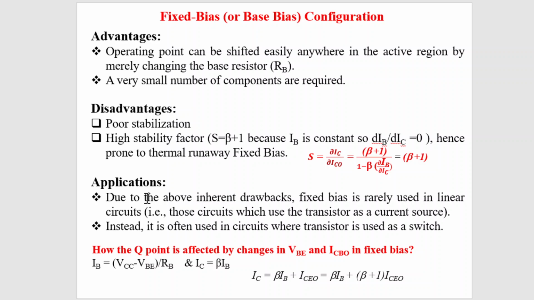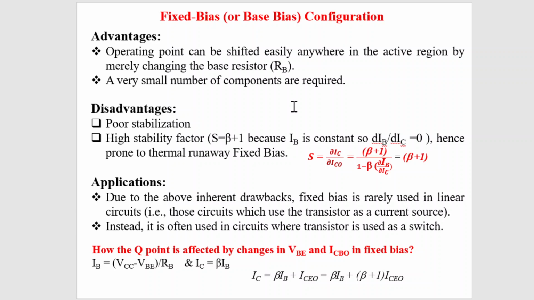The main disadvantage of the fixed bias configuration was poor stabilization, because if you change the temperature, or if you change the beta, your collector current will change, and the change in collector current will cause a change in collector emitter voltage, which consequently results in a change in the Q point. That was the major drawback of fixed bias or base bias configuration.